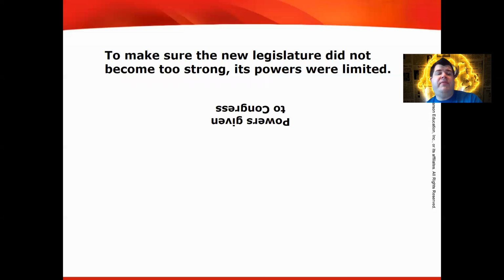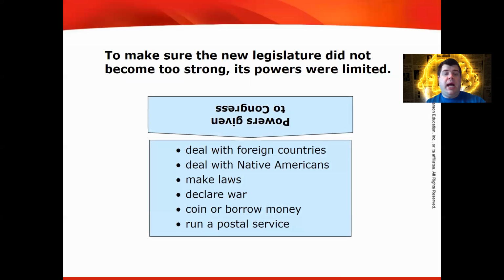They really limited the powers of the national legislature. So the powers were pretty limited in what they were able to do. Here's what they could do.